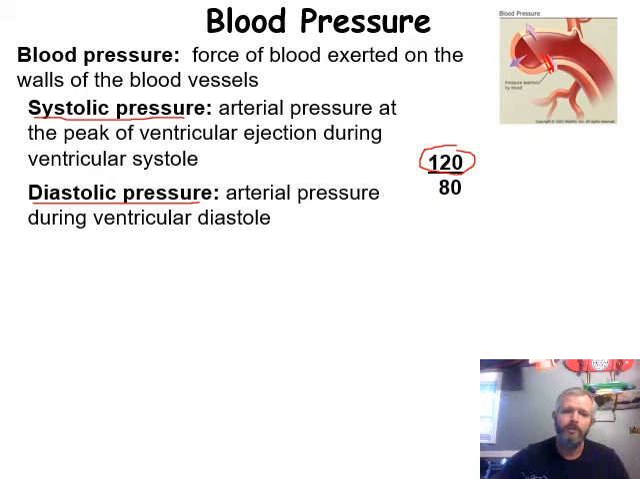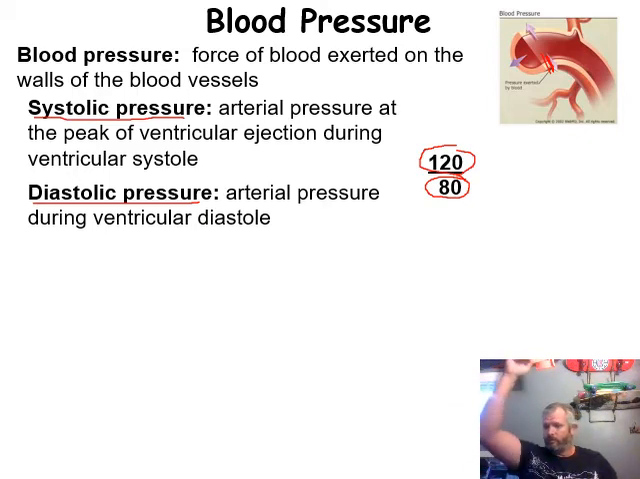Diastolic pressure is when the ventricles are in diastole. When the ventricles are at rest, there's no blood being pushed into the arteries. There's less stretch on the vessel walls, and therefore you get this lower number. But there are changes in this pressure when you exercise and so forth. Pressure is going to go up, but not too high.